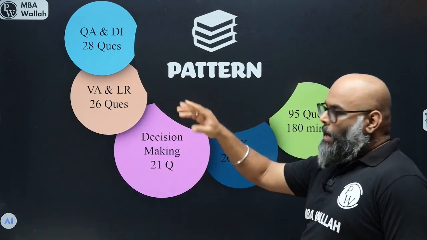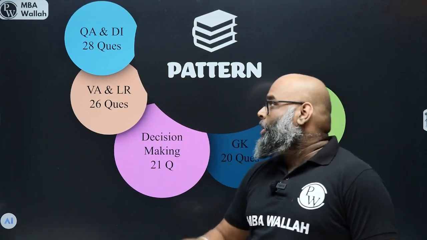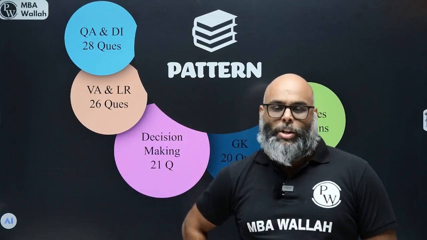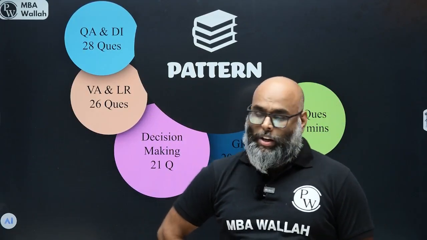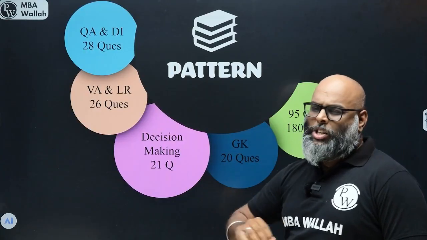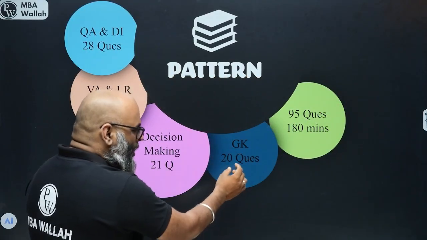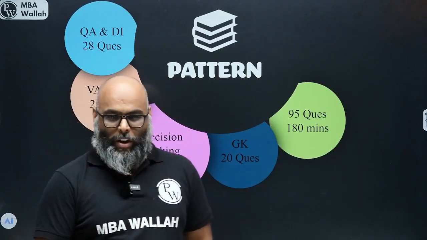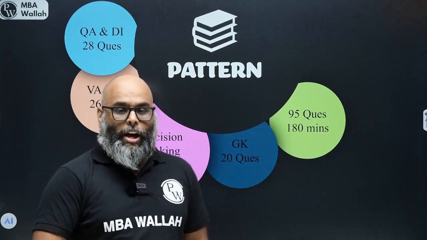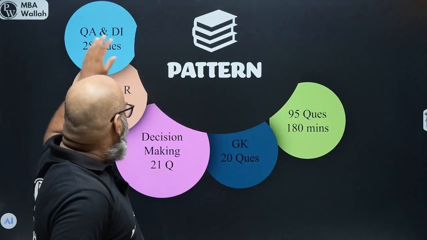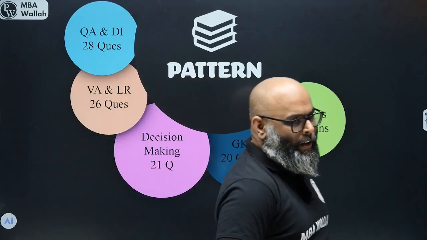You have QADI, Quantitative Aptitude and Data Interpretation, 28 questions over there. VALR, that's 26 questions, verbal ability and logical reasoning. And then you have decision making, which is 21 questions. And there's one section that might be new to you in this format, which is GK and current affairs. You have 20 questions over there. If you add all of this, it sums up to 95 questions.